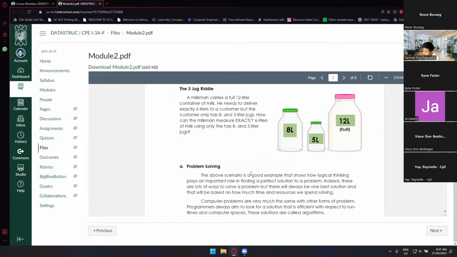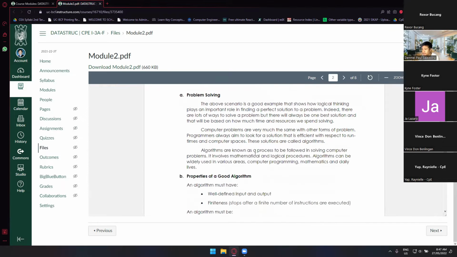So the above scenario is a good example that shows how logical thinking plays an important role in finding a perfect solution to a problem. Indeed, there are lots of ways to solve a problem, but there will always be one best solution, and that will be based on how much time and resources we spend solving. It's like saying that yes, all of us will be able to solve that eventually, in due time. And of course, we have to find the fastest way to solve this problem.